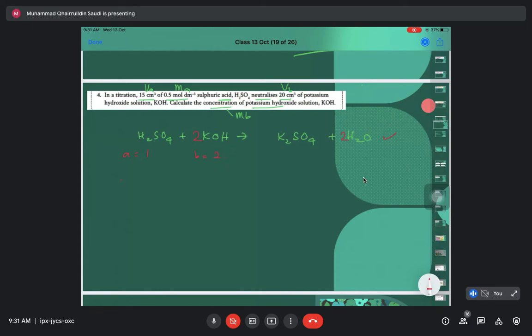MA 0.5, 15, MB, what do we want to find? 20 over 2. 0.5 times 15, 7.5 times 2, 15 equals to 20 MB. MB is equal to 15 over 20, 0.25 mole per dm cube, betul?